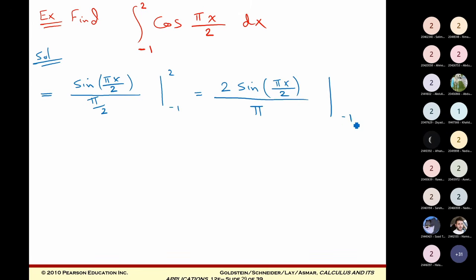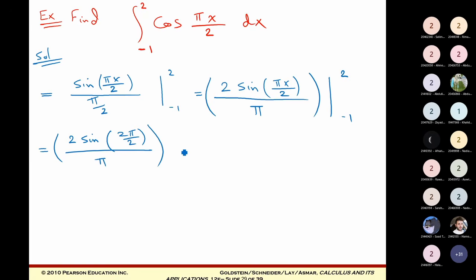Now we need to substitute negative 1 and 2. Substitute 2, we have 2 sine 2 pi over 2, over pi. Substitute negative 1, 2 sine negative pi over 2, over pi. So this is equal, removing 2 with 2, sine pi, which is 0. So all of this is 0, minus.